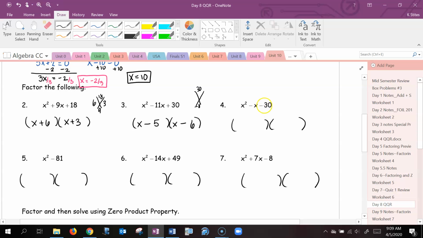Alright, now number 4, notice you're multiplying to a negative this time, a negative 30, and adding to a negative 1, that's this guy right here. Since we're multiplying to a negative, you will have 1 plus and 1 minus. And those numbers are going to be 6 and 5, but we do have to figure out which one's going to be negative. Since we're adding to a negative 1, our bigger number, the 6, will be negative. So x minus 6 and x plus 5.